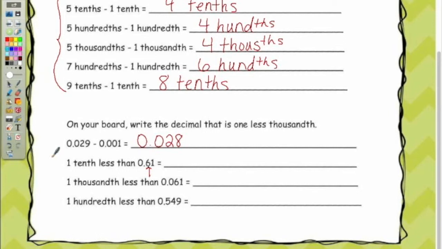Okay, because I'm subtracting tenths. Okay, so 6 minus 1. 5. And does the 1 in the hundredths place change? No. So 1 thousandth less, what will I draw my arrow to? The thousandths place. And 1 minus 1, so what's my answer? 6 hundredths. Very good.